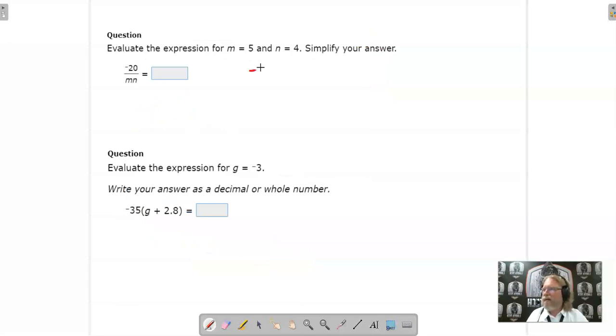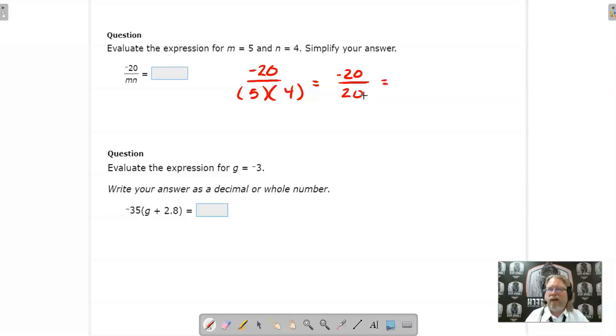Here I have a negative 20 over m times n, so something times something. So I'm going to put 2 parentheses here, and then I'm going to fill them in. So m is 5, and n is 4. All right, so I've got the negative 20. I'll just bring that over, nothing to do there. Then 5 times 4, they're both positive. 5 times 4 is 20, so I end up with negative 20 over 20.